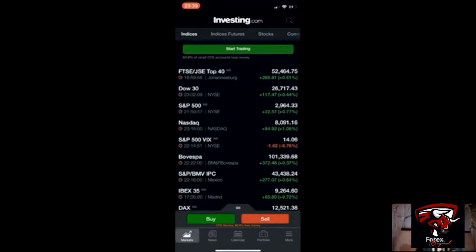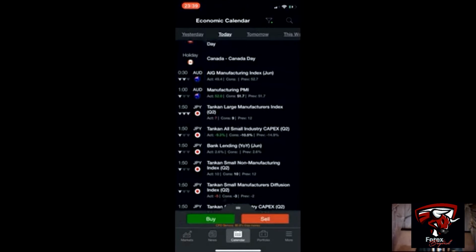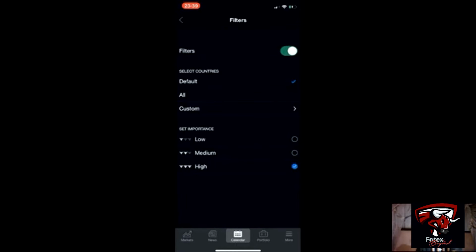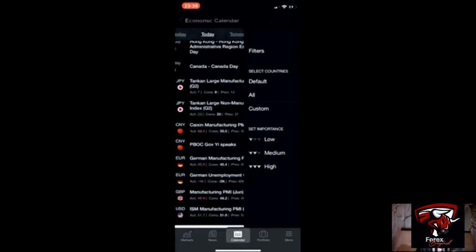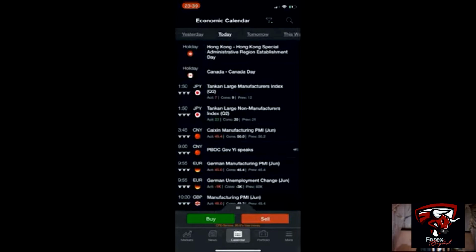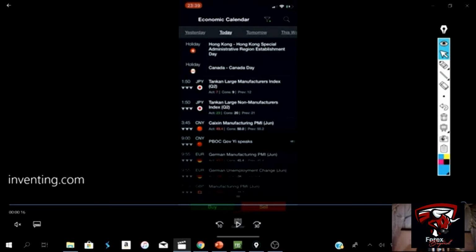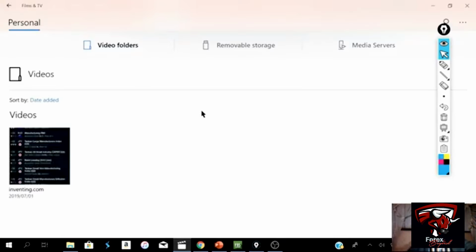As you can see right here, we enter the investing.com app, we go to calendar, then go to the icon up there, and then we can see we have different types of bulls. You must make sure we only have 3 bulls, which represents the high impact news. So this is how you set up your investing.com app to only have high impact news that create high volatility movements in forex trading.